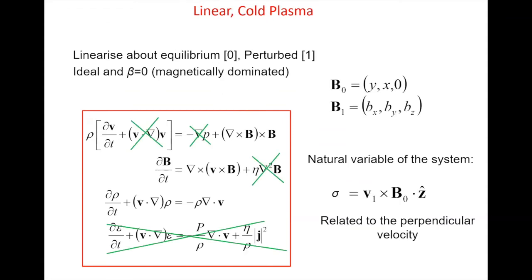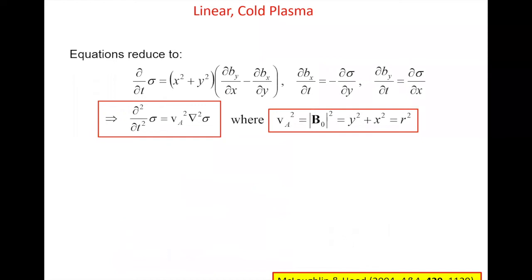I could do a lot of simplifications. So what I'm going to start with is an ideal plasma, a cold plasma. So beta is equal to 0. And then I get lots of cancellations. I'm going to study a linear system to start off with. And I get those cancellations there. And I recognize that there's a natural variable to the system. And that variable is related to V cross B. So it's related to the perpendicular velocity. And I'm going to call that sigma. And if I sub that in, then my equations reduce to the following. They reduce down to that single wave equation there in the red box.